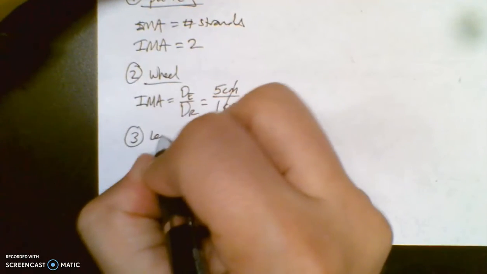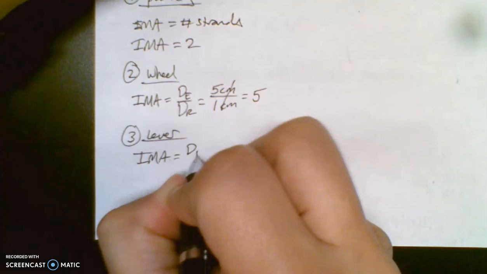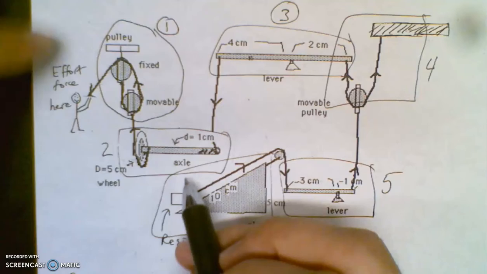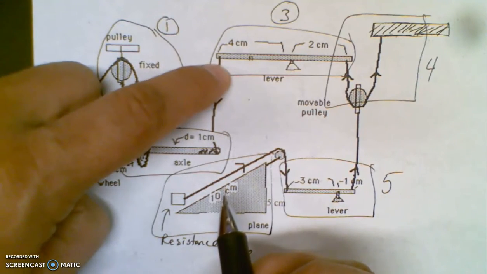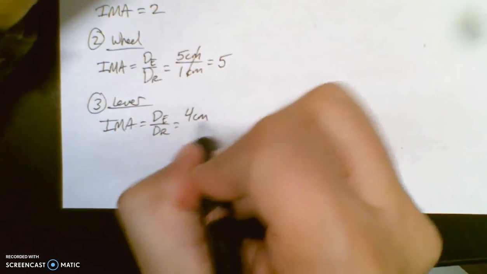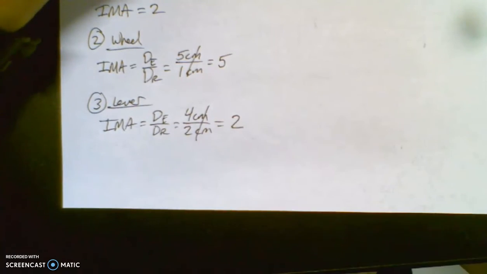Our third shape is a first class lever. And so lever, IMA equals DE over DR. So in this case, where's my effort? So the power was transferred through here, through here, through here. So my effort will be right there on the 4 centimeters. My resistance will be on the 2. So 4 centimeters, 2 centimeters. You get an IMA of 2.